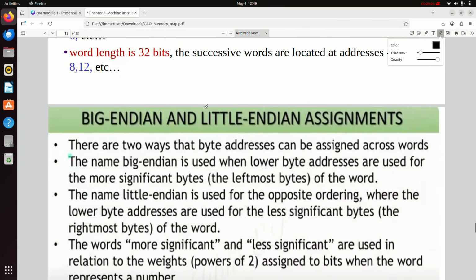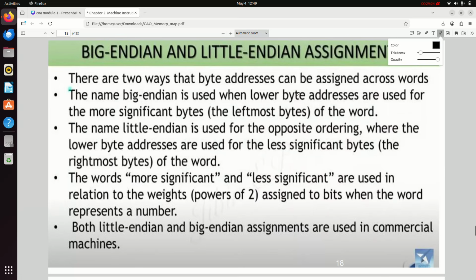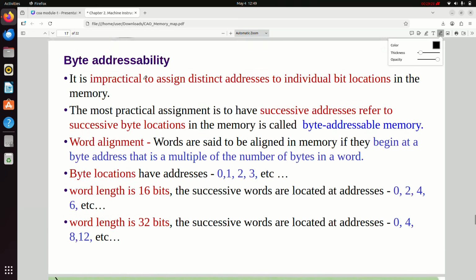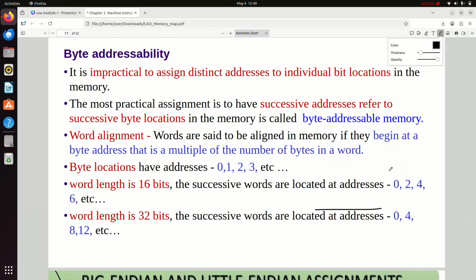Now for byte addressability, you have to learn about big endian and little endian. This is the most important thing, I would say, big endian and little endian assignments. So I will discuss that also. It is impractical to assign distinct addresses to individual bit locations in the memory. The most practical assignment is to have successive addresses refer to successive byte locations in the memory, which is called byte addressable memory.